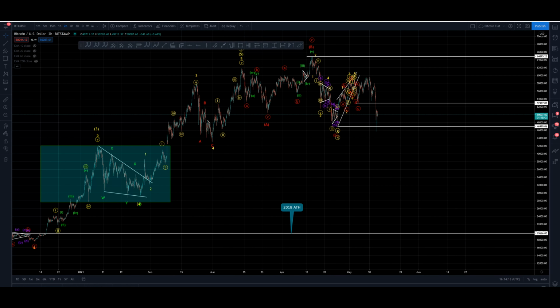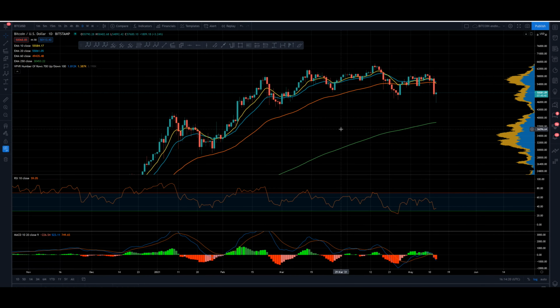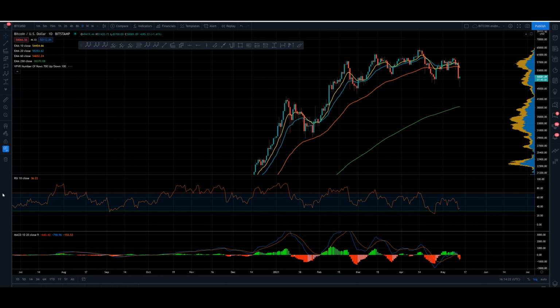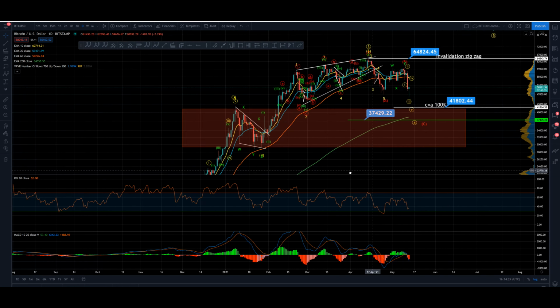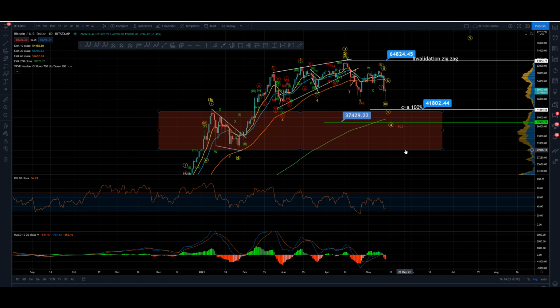Sorry, this is the flat pattern. This is our count here. Let's just do a quick reminder of what we're looking for. The bottom of this range into the prior wave 4 is all the way down at 29,000, so 29, 30,000. The top end is around only 41,000, somewhere in the middle, around that 38.2. We see 37,429, also right around the 250-day exponential moving average.